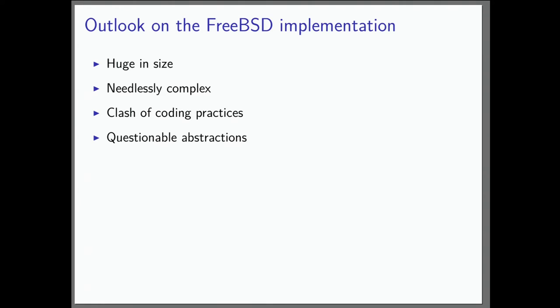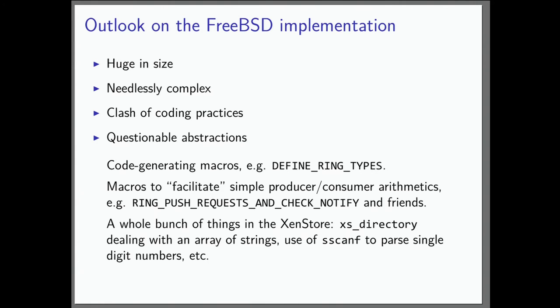A lot of questionable abstractions. Some of the examples are huge code generation macros, like the define ring types that basically provides you with a pre-written producer-consumer interface for your networking rings, and a whole bunch of other things.